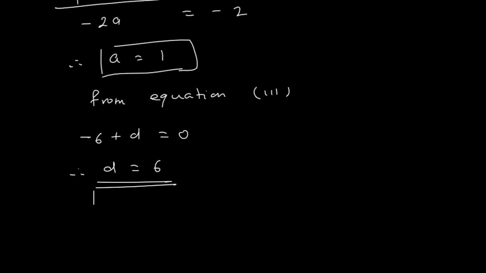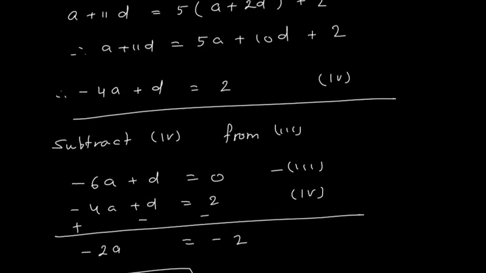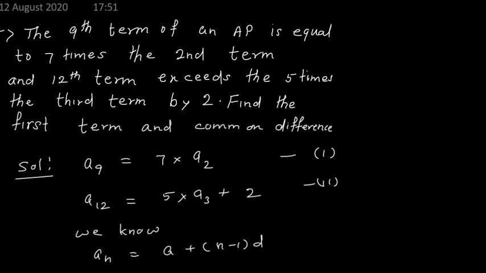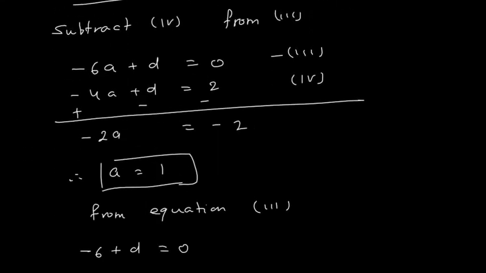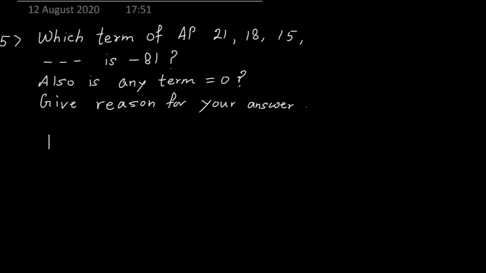Now let us see the next question. In this question, what we have to find? The question is, find the first term and the common difference. So we have got the value of a and the value of d. The first term is 1 and the common difference is 6. Okay. Now let us see the next question.